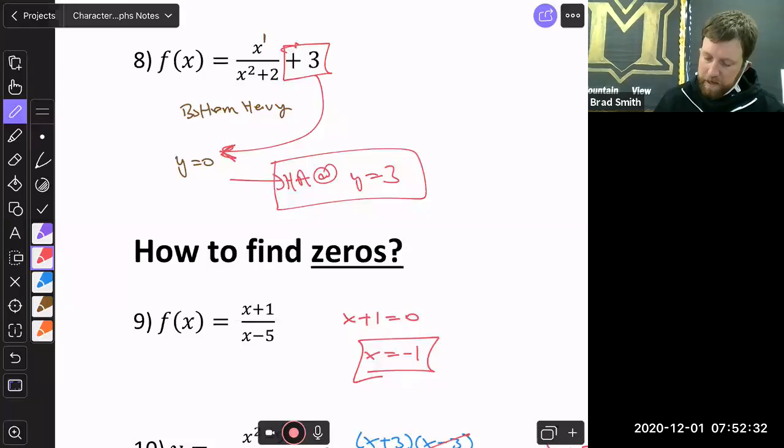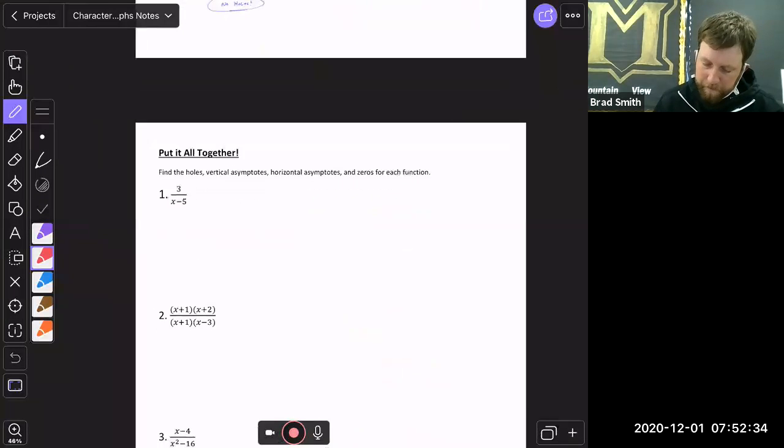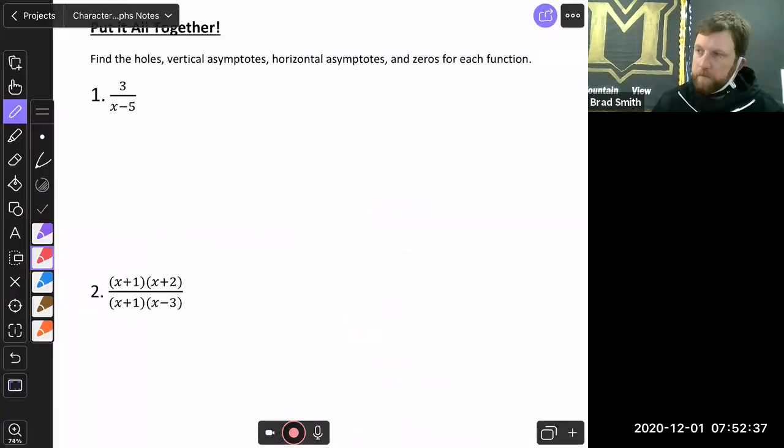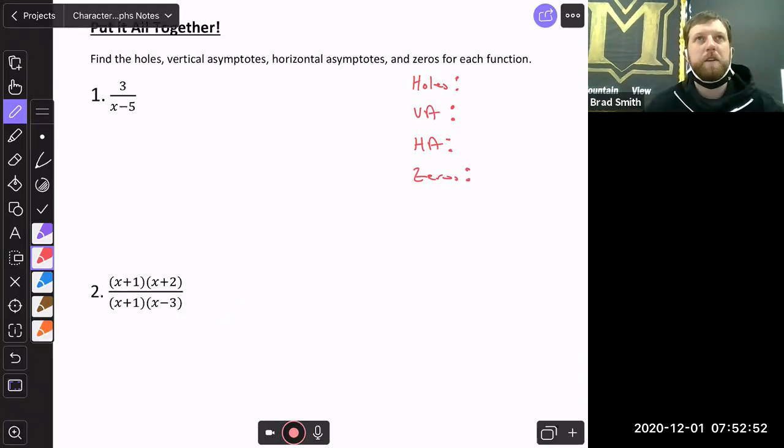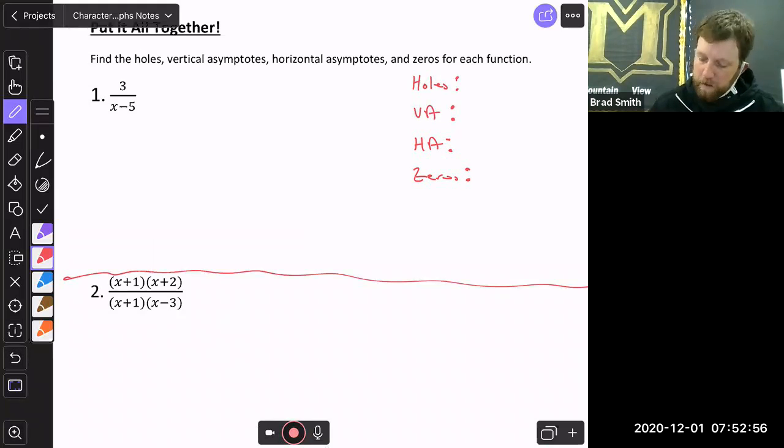All right, let's go to that last page. Let's throw it all together. So I want to find the holes. I want to find the vertical asymptotes. I want to find the horizontal asymptotes. And I want to find the zeros. So I'm going to list that out every time, so I know that's what I'm trying to find. Doesn't matter what order you do it first.